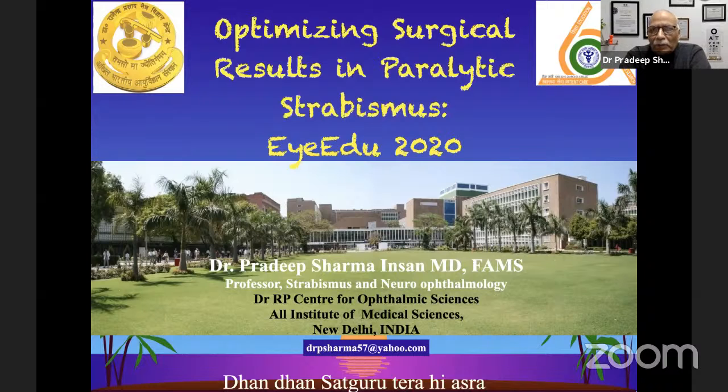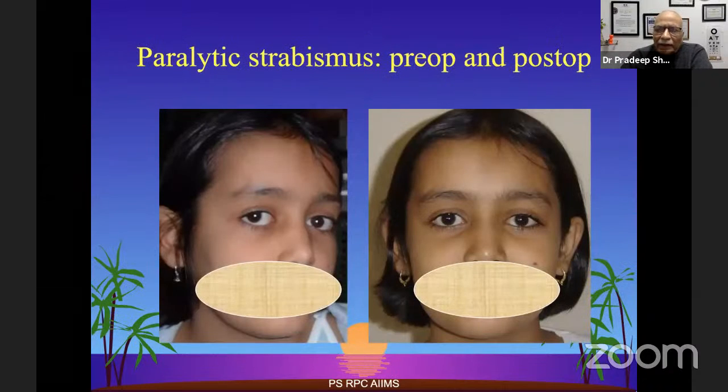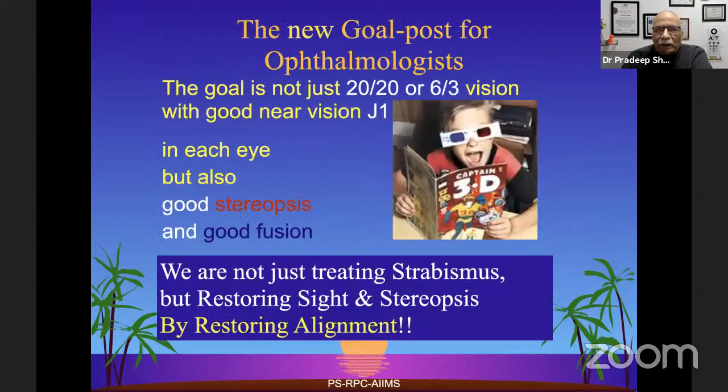Today, the topic is optimizing surgical results in paralytic strabismus. Whenever we have paralytic strabismus, these children walk in with head postures and they are eager to get the eyes corrected because that's giving diplopia to them. Our goal as ophthalmologists is to restore the binocular vision, and to restore the binocular vision, we have to restore the alignment.